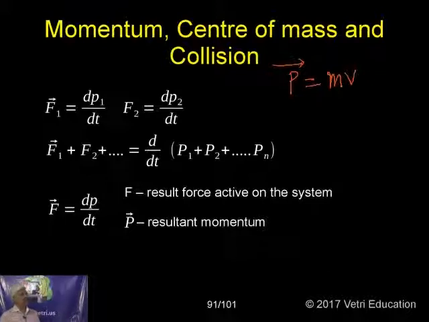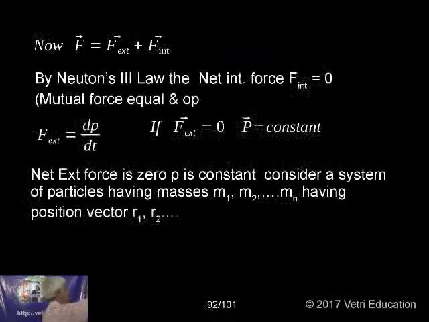F is the resultant force acting on the system. Resultant, R-E-S-U-L-T-A-N-T. Resultant force acting on the system. P is called resultant momentum. Therefore, in general, resultant force equals dP by dt. This is Newton's second law. We already discussed it, no problem in this.